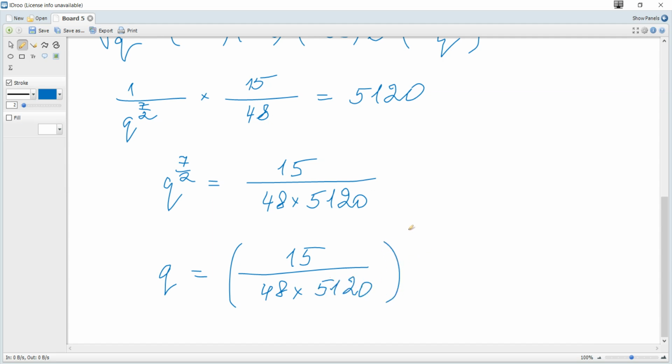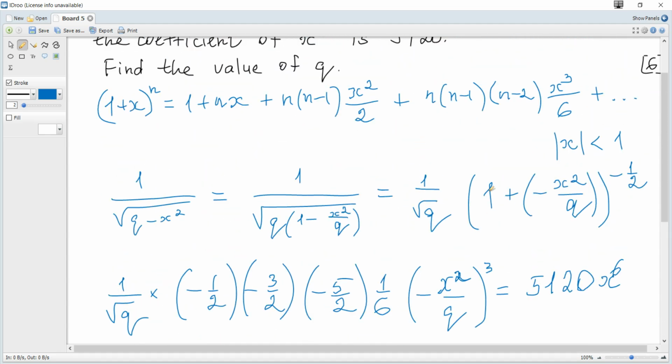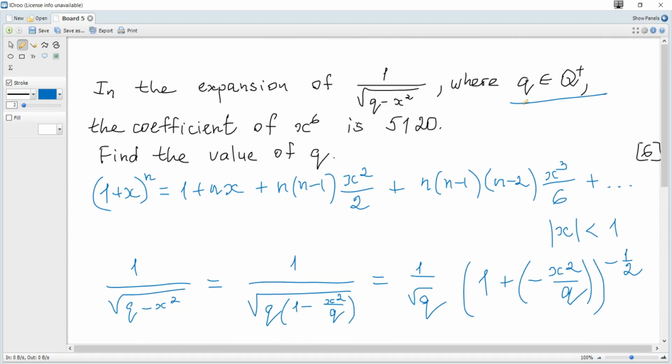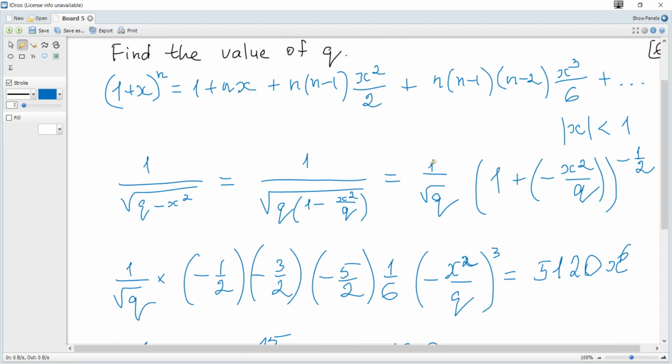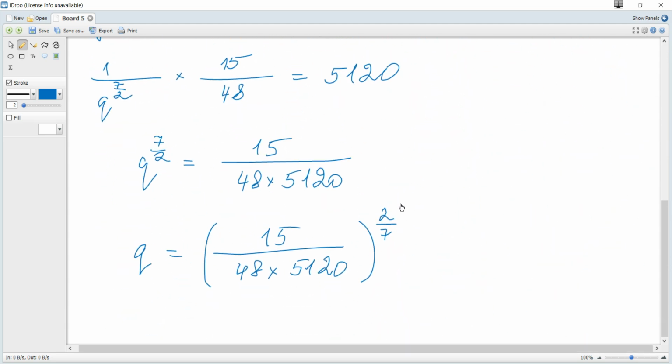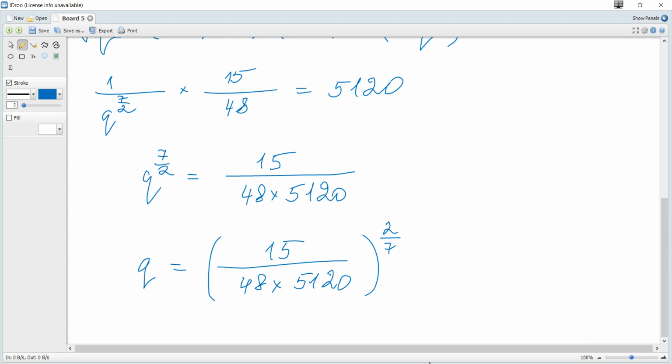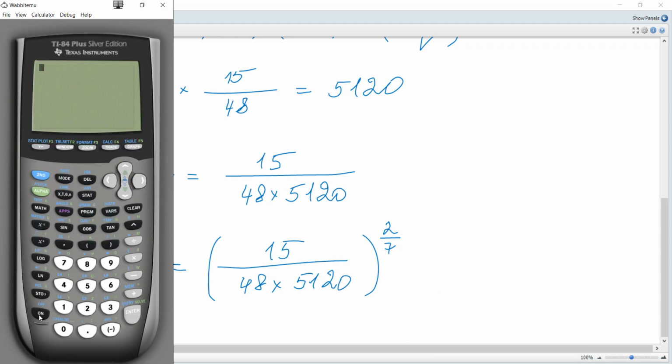and hence q is just this to the power of 2 over 7, and the answer must be rational. So it becomes this to the power of 2 over 7.